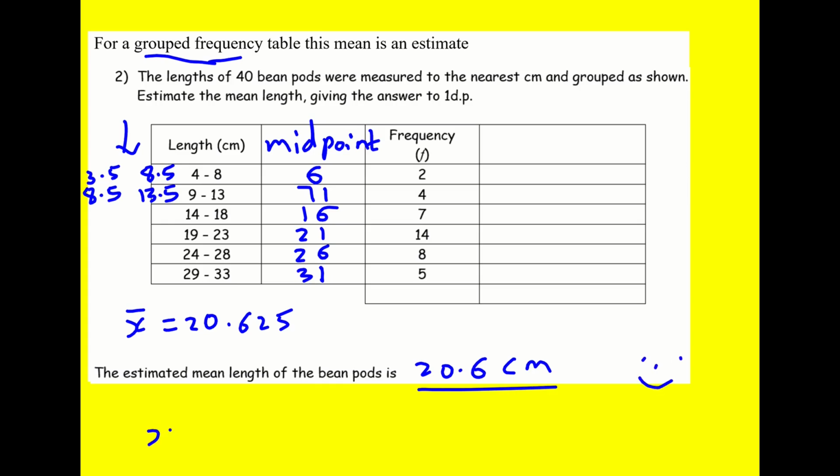So slightly different edition. We are still using the idea that X bar is the sum of fx over the sum of f. My calculator is dealing with all that for me, but that is going on. We use the midpoint to represent it. We can deal with the mean of frequency tables and grouped frequency tables.